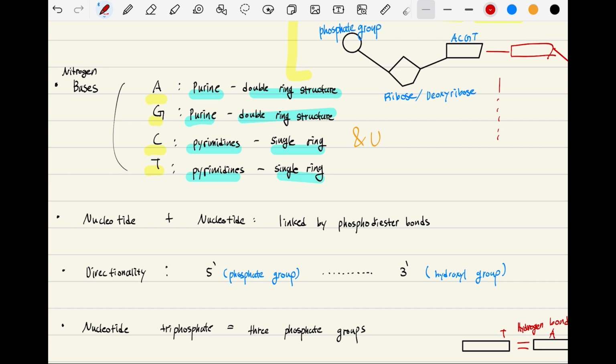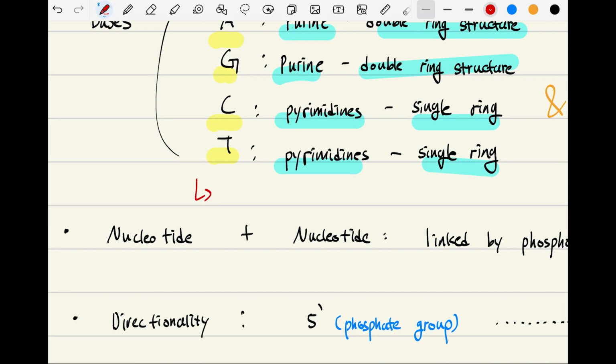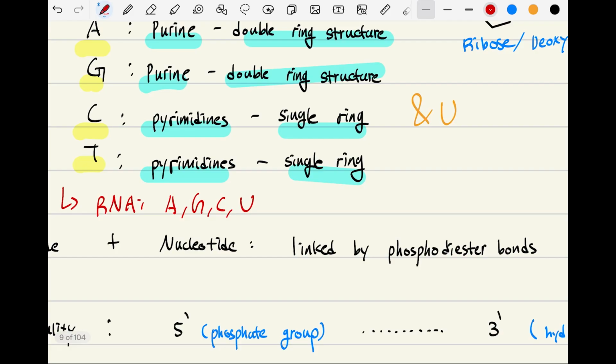One important part in here is that A, G, C, and T are for DNA. And when it turns into RNA, they are A, G, C, and U.